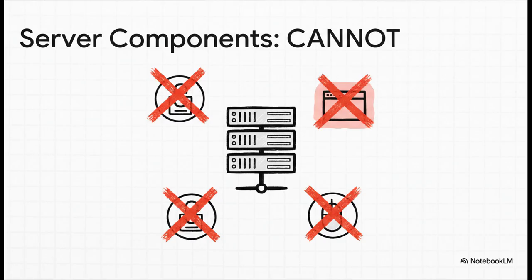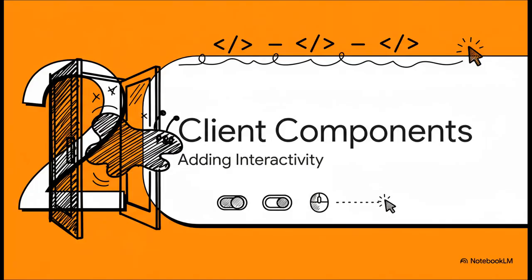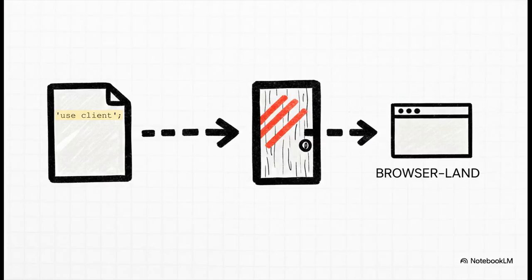So how do we add our buttons and forms? For that, we finally step out of the factory and into the showroom. We need to meet the client component. This is how we bring our static pages to life. And it all kicks off with one very simple, very powerful line of code. It's this, just this one line at the very top of your file, use client.